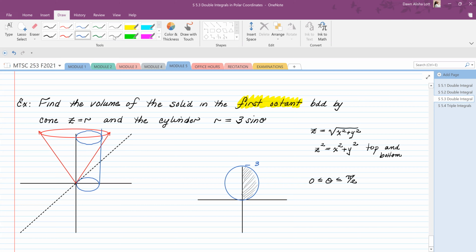There's the cylinder. So we want the volume bounded by the cone. So we want this piece. We want it bounded by the cone on the top. So what's underneath the, there we go. So this is what we really want. I don't even need that circle. Okay. So the cone is what's on top. So the function of the cone is Z is equal to R.